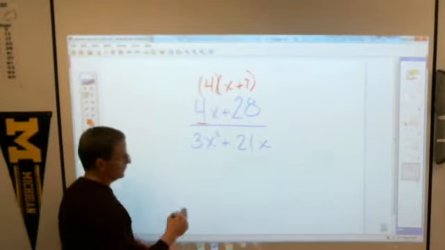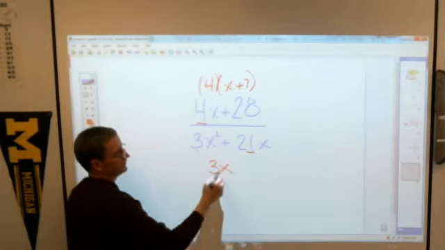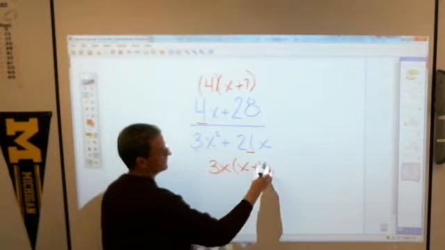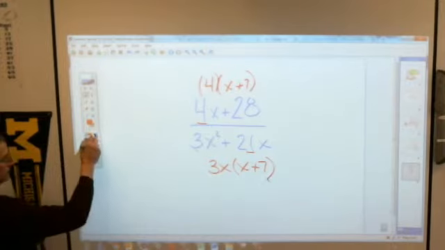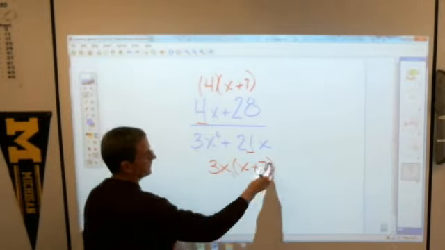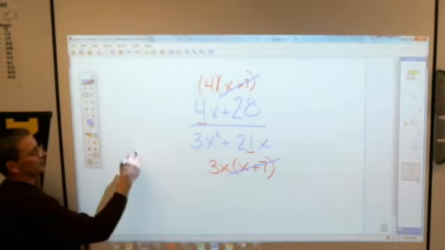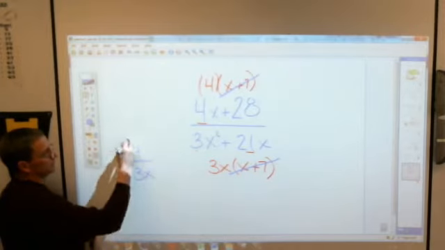Well, look here. Look what the book does. What can you take out of these? A 3x, 3 times x. And what is 3x going to give you? Nothing but an x plus a 7, to which there should be great rejoicing because you have an x plus 7 that goes away. The 4 and the 3 can't, so you're left with 4 over 3x.